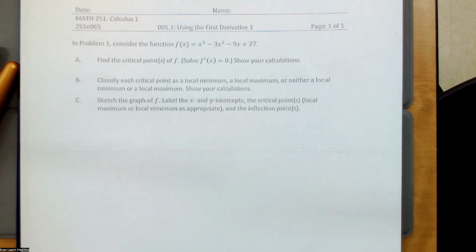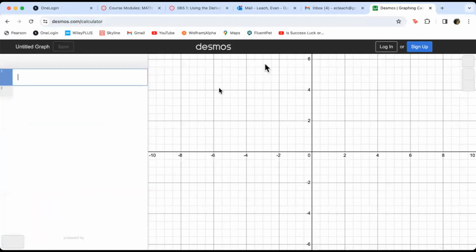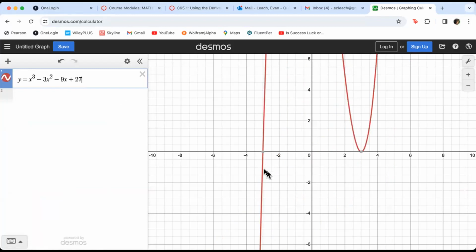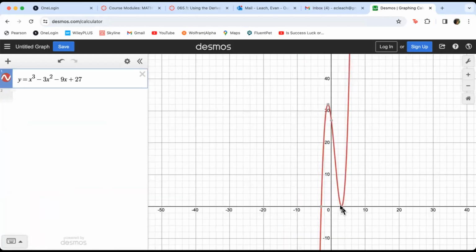It's important to note that we don't have to go into this problem blind. We can get Desmos ready. So we get y equals x cubed minus 3x squared minus 9x plus 27. That's not a very good view. So we can see all these points. These are the points that we're talking about in part C, where I ask you to sketch the graph.